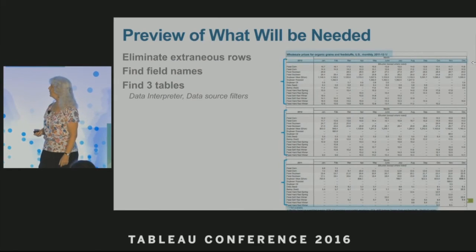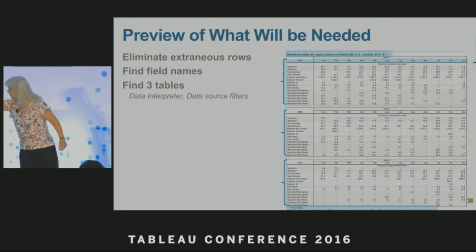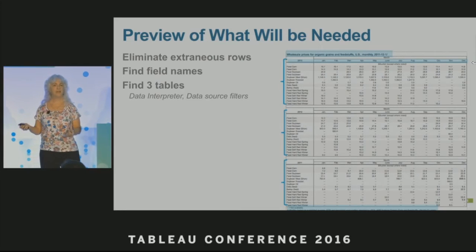So what it is we're doing is, first of all, we need to eliminate the extraneous rows of data. Up at the top, there's a title. Down at the bottom, there's some footnotes, extraneous stuff. We need to find the field names.